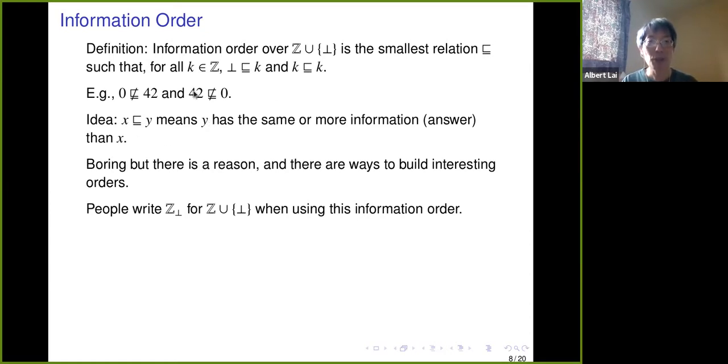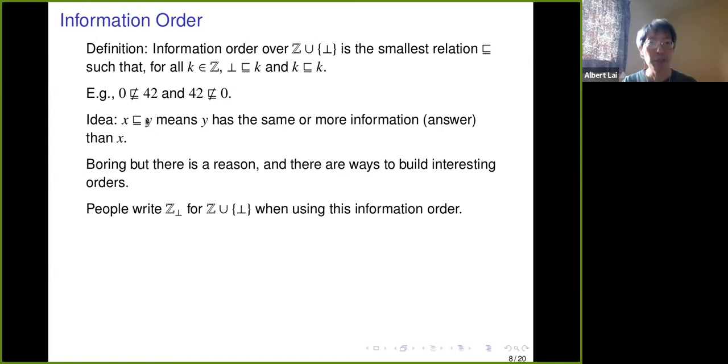So for example, 42 is declaring that it is the answer. Having an answer is of course better than having no answer. So 42 should be above bottom. But 42 should not be above 0, because 0 is one valid answer from a certain piece of code, and 42 would be a valid answer from a different piece of code, and none of them is more informative than the other. We have basically hit full information in both cases, so they don't win over each other. But bottom loses to an integer, because an integer says you now know the answer.